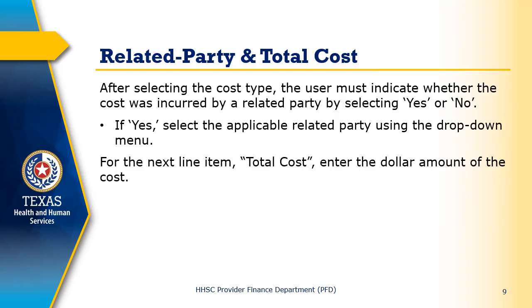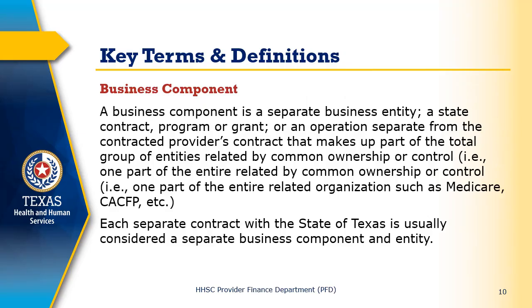After selecting the cost type, the user will need to indicate whether the cost was incurred by a related party by selecting yes or no. If the user selects yes, select the applicable related party using the drop-down menu. The available related party is pre-populated based on the related party information entered into Section 5. For the next line item, total cost, enter the dollar amount of the cost.